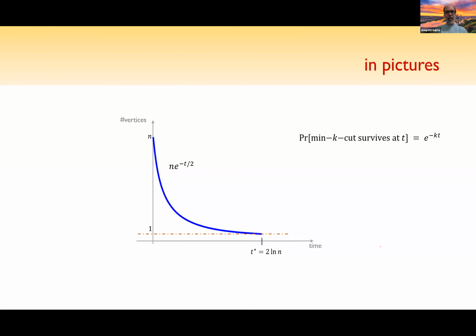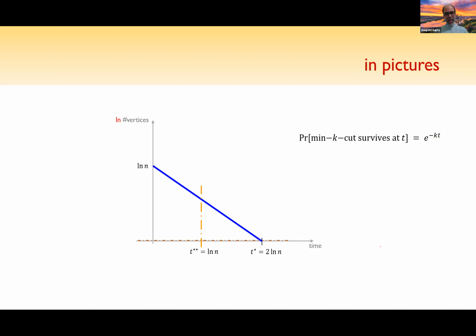And actually, this picture is not the right picture I should be drawing. I should be drawing everything on a log scale. So if I look at the log of the number of vertices, it's dropping linearly. Because remember, it's an exponential drop, right? Good. So here's what I'm going to do. I'm going to argue that actually at time log n, the number of vertices is about square root n. Things will start dropping much faster. So that I'll be finished with this process at time, let's say, 1.5 log n.